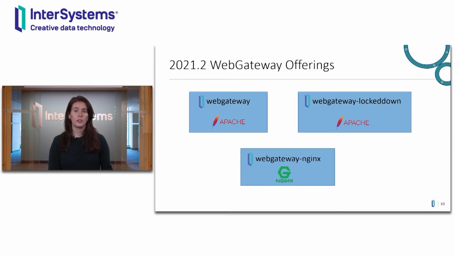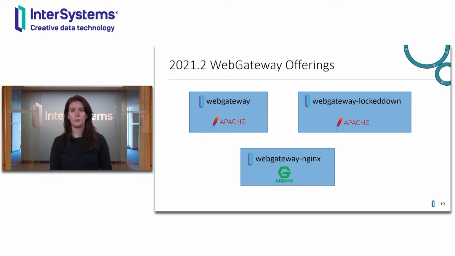With our 2021.2 release, we're going even further. We'll have 2 Apache-based Web Gateway images, one owned by root and Web Gateway Lockdown, which is non-root, and owned by our IRIS owner user. Plus, we're releasing a root-owned Nginx-based image.